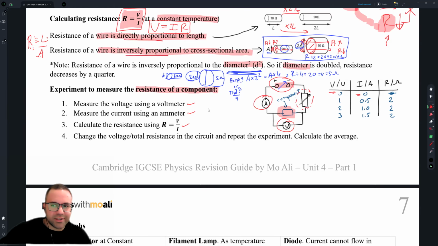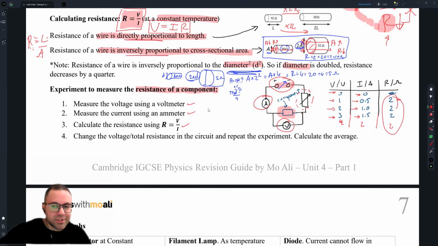You can't really calculate anything there. But at 1 volt, you get half an ampere. Now you get the resistance, which is 2. And then we repeat the experiment several times. You change the voltage to 2 volts, that gives you more current. You change it to 3 volts, that gives you more current. You change it to 4, that gives you more current, and so on. And you get several values.